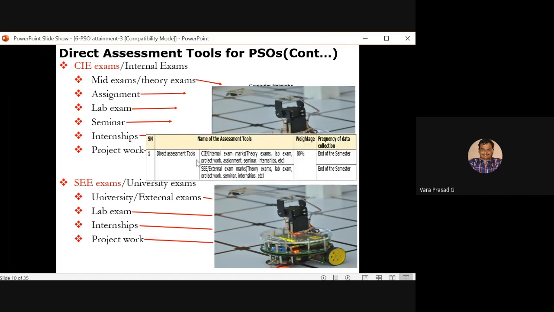Now when I say direct assessment tools, I already told you that this part is the CIE part. We conduct theory exams, lab exams, project work, assignments, seminars, internships, whatever the things. If you have any other thing, you can keep it here. Even with respect to semester end exams, we can conduct the exams, lab exams, project work, seminar, internship, and so on. Whatever things you have, you can also put here. Now, while calculating the PSO attainment value, we have to give only 80%. In the sense, whatever value we get here, it is only 80%.